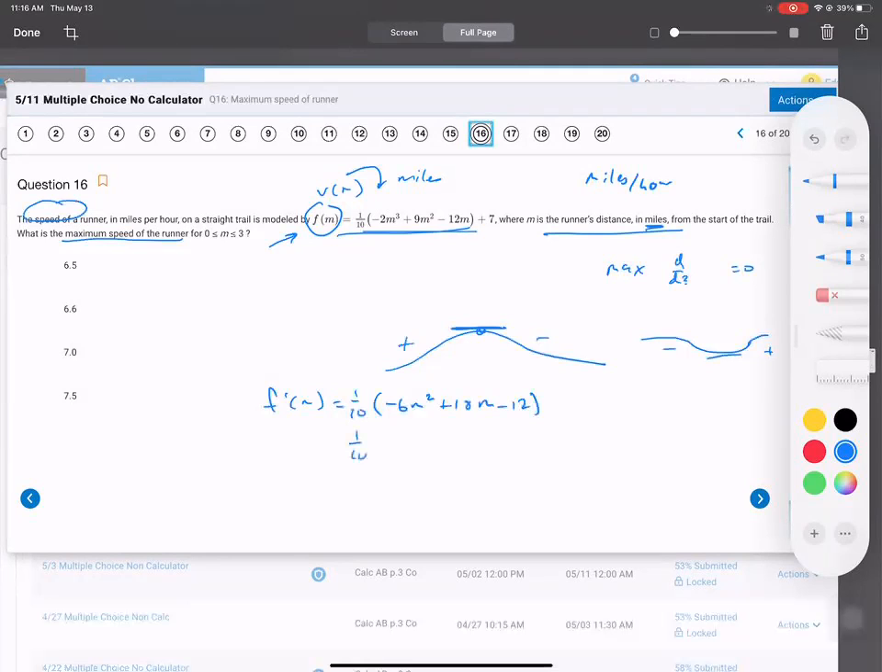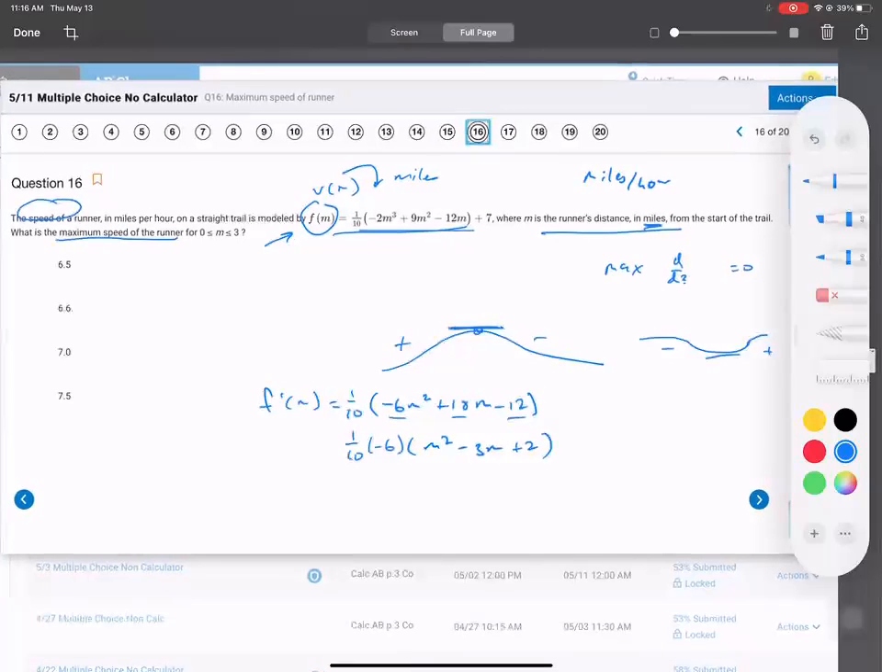So this is 1 over 10. I'm going to factor out a 6, since they all have a 6 here, and the negative also, so I take out a negative 6. We're left with m squared minus 3m plus 2. Two numbers that multiply to 2 and add to negative 3 are negative 1 and negative 2. This is negative 6 over 10 times m minus 2 and m minus 1. So our zeros are at m equals 2 and m equals 1.